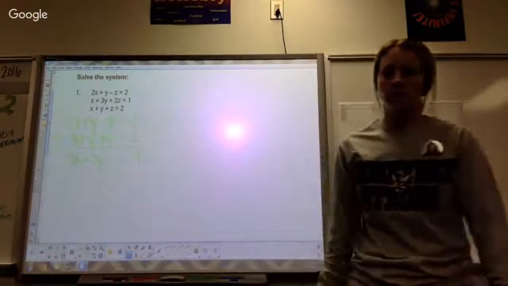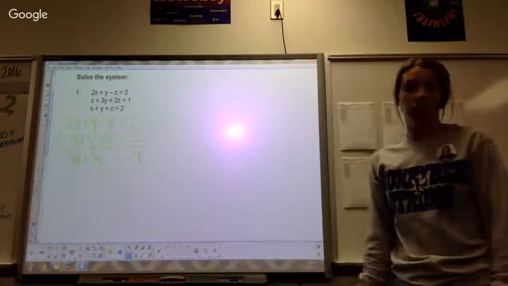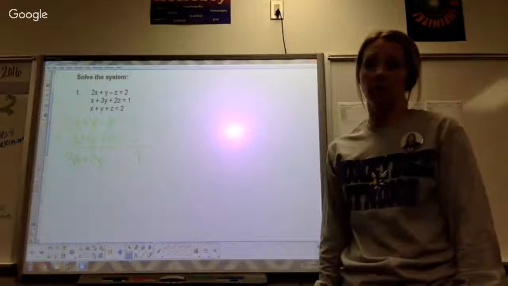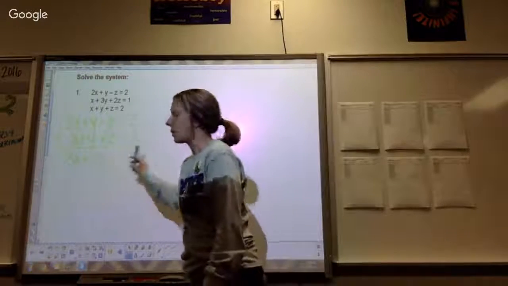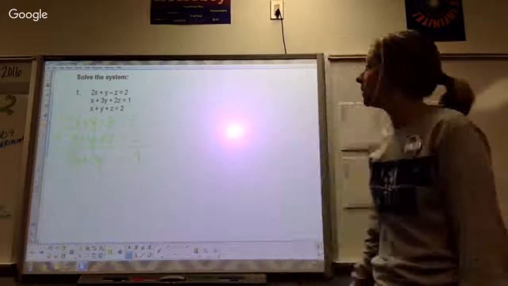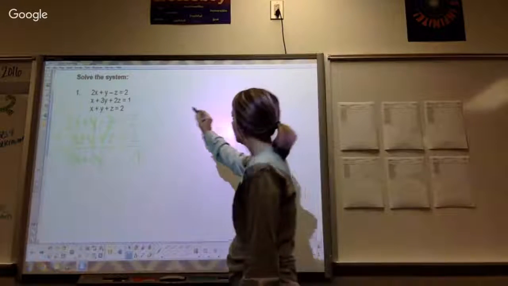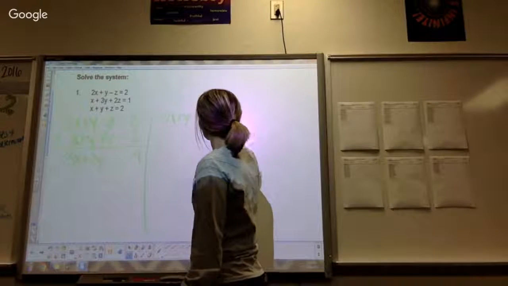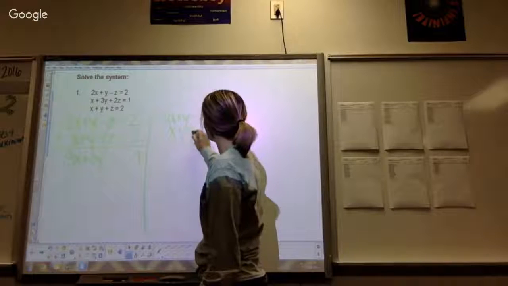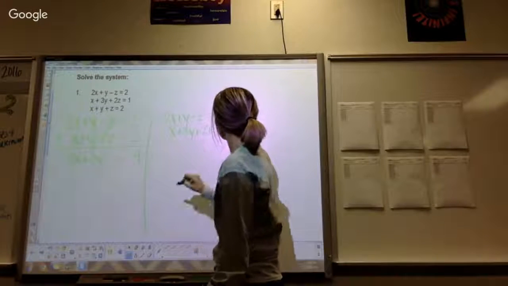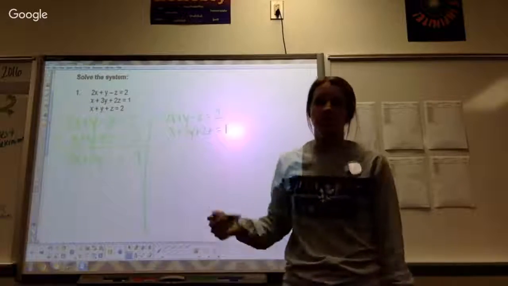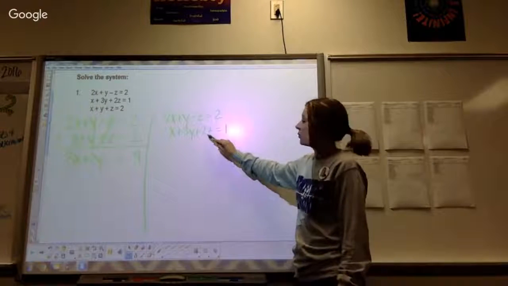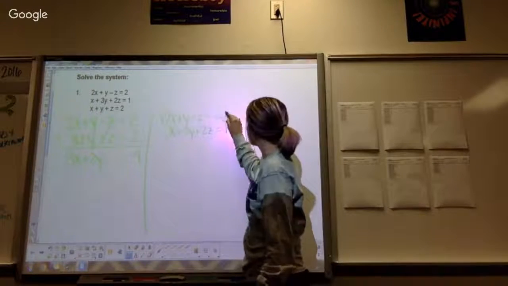So once we find that equation, we're going to take two of the other equations and eliminate the same variable, so that way we're able to have two equations that have only two variables. I'm going to choose the top one and the middle one. Because we have to eliminate the same variable, if we wanted the z's to cancel out, we would need to multiply this top equation by positive 2.